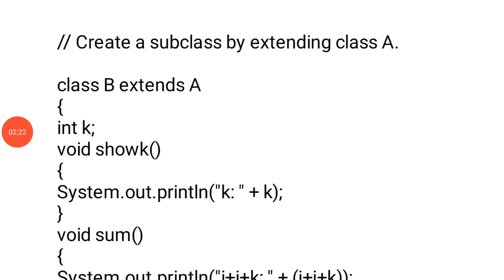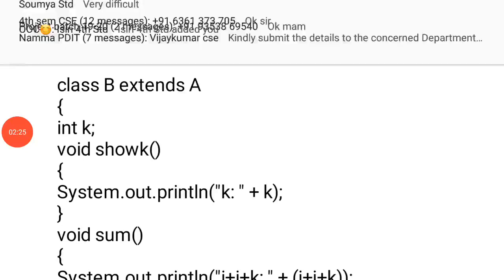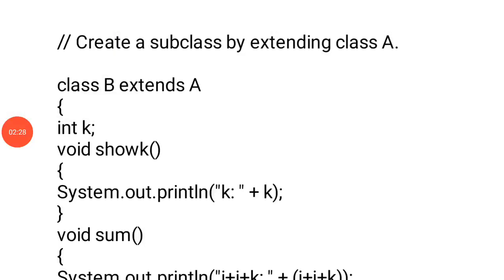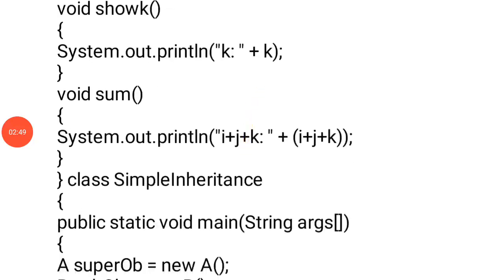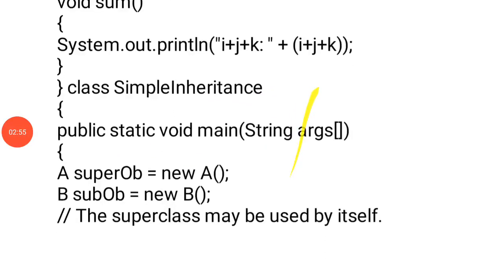As we have already discussed, the syntax to inherit is the class keyword followed by the name of the subclass, the extends keyword followed by the name of the superclass. Again we have the body of class B, wherein I have declared one more instance variable k, which is specific to B, and two methods in class B, that is show k and sum. Thereafter I have a class SimpleInheritance, then I have a main method. Within main I am creating an instance of a superclass and an instance of a subclass. That means an object of the superclass and an object of the subclass.